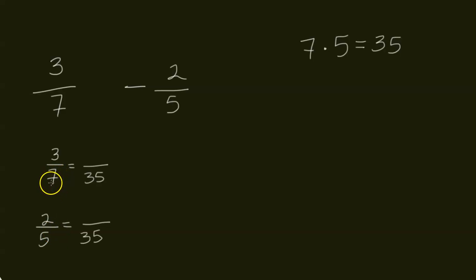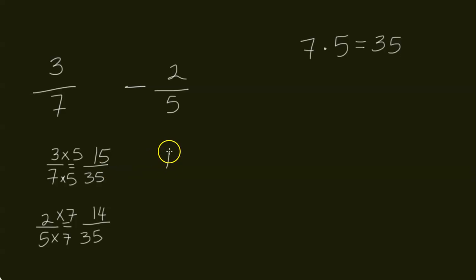Okay, so in order to go from 7 to 35, I need to multiply by what? By 5, right? Whatever I do to the bottom, I do to the top. So 3 times 5 is what? 15. So here's my equivalent fraction, 15 over 35. For 5, what do I need to multiply to get 35? 7. So whatever I do to the bottom, I do to the top. So 2 times 7 is what? 14. And great, now I have equivalent fractions.